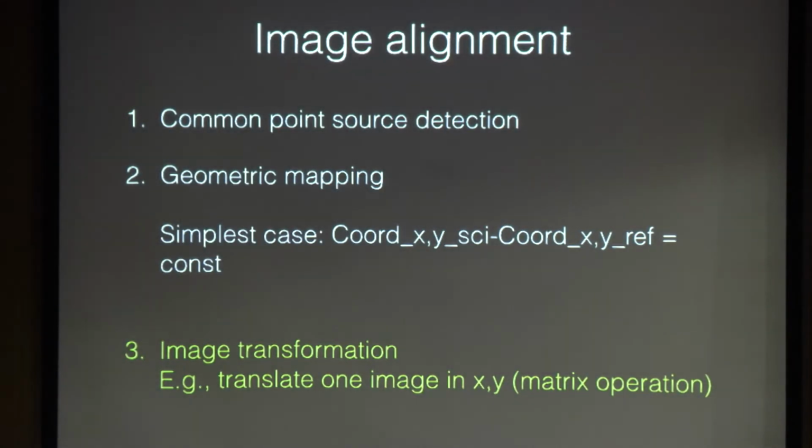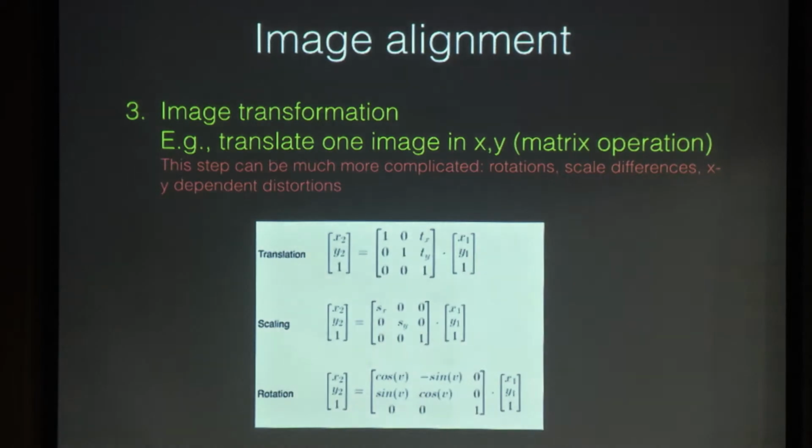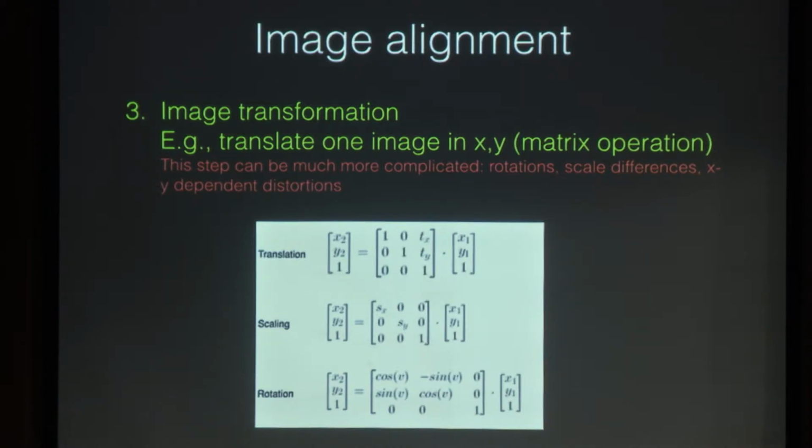Let me show you how that works. So as it turns out, matrix operations are very useful. You might have seen this, I don't know if you have taken these courses yet or not, but to apply a translation to a coordinate, you just have the identity matrix with two extra terms, these things here, which are just the shift you want to apply in x and y.